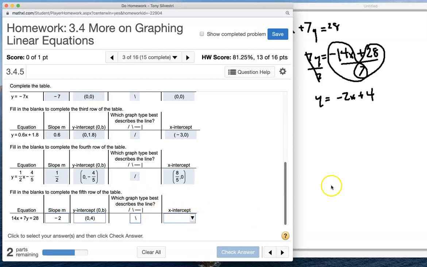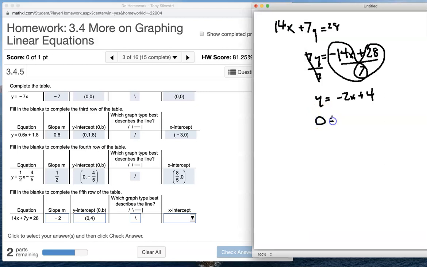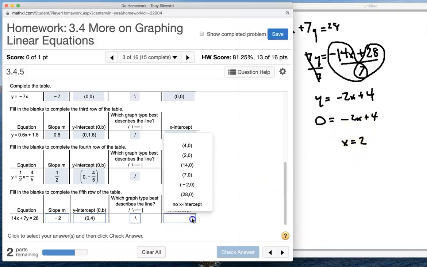And now for the x-intercept, you're going to substitute 0 here for y: 0 equals -2x plus 4. Now, why do we substitute 0 for y? Because a line crosses the x-axis when y is 0. So we set it to 0. And you're going to calculate this to be 2. When you subtract 4 and divide by -2, you get 2 for the answer. So I get 2, 0.